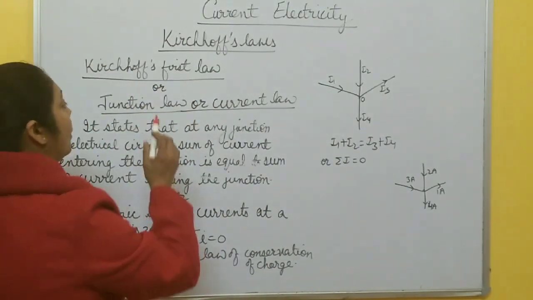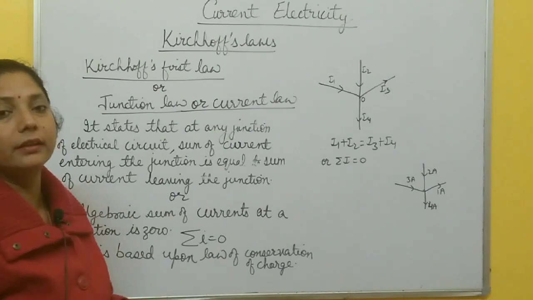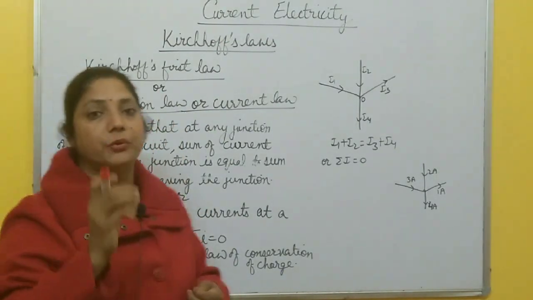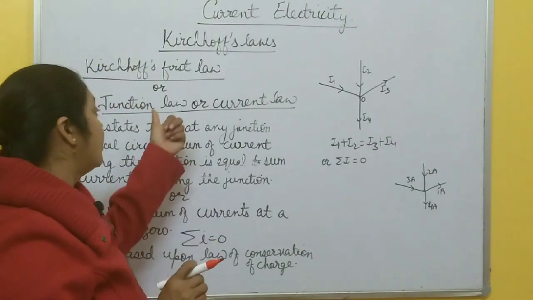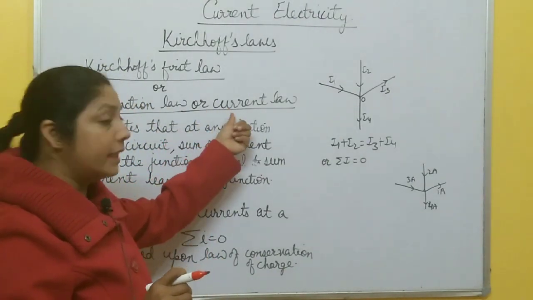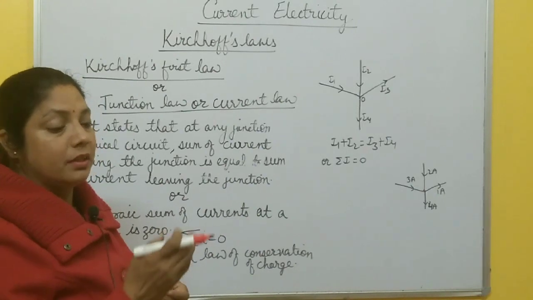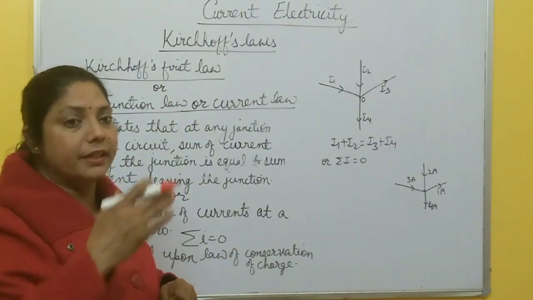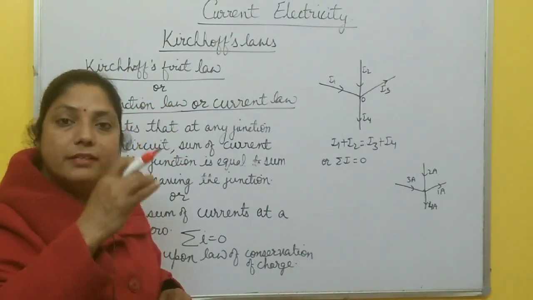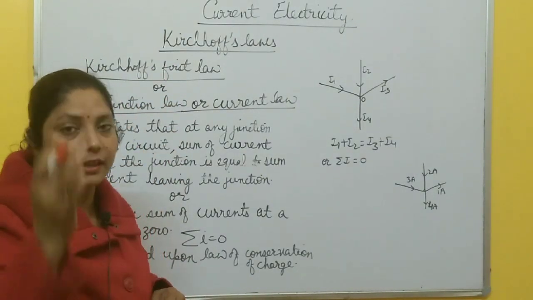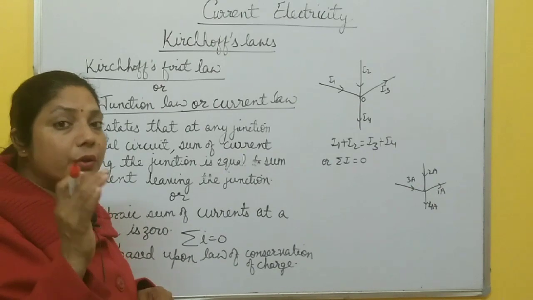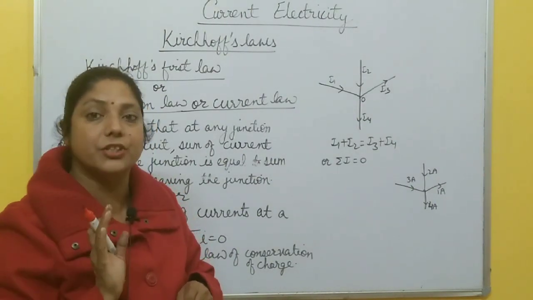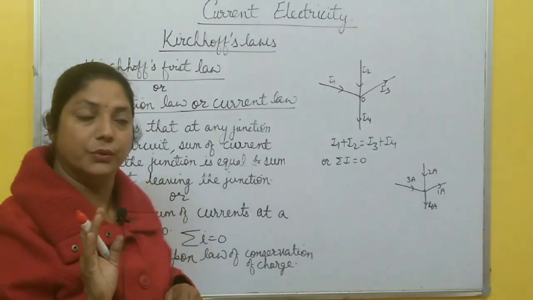It is also called the junction law or current law. What is a junction? A junction is a point where two or more currents meet. So it is also called the junction law, current law. According to Kirchhoff's first law, the sum of current entering the junction is equal to the sum of current leaving the junction. It means the algebraic sum of all the currents at the junction remains 0, right?